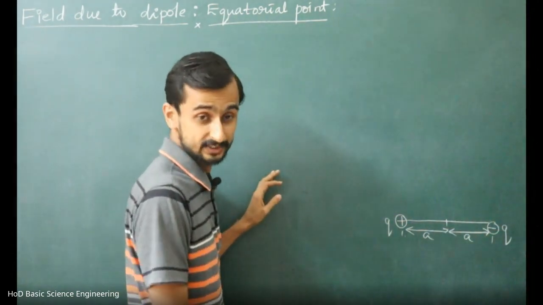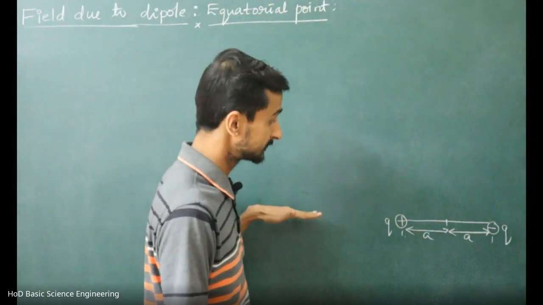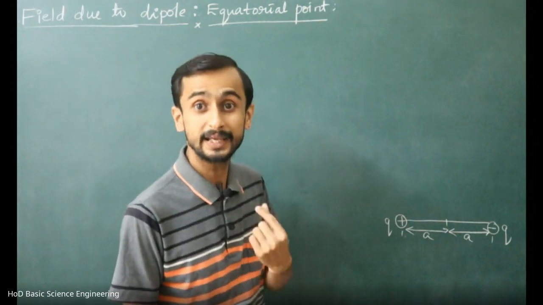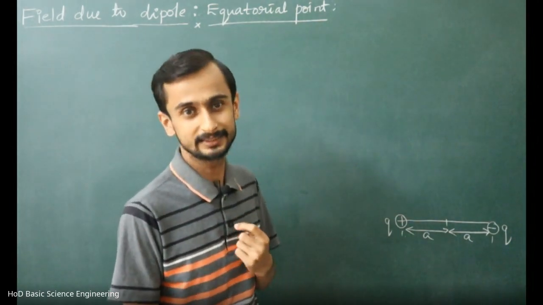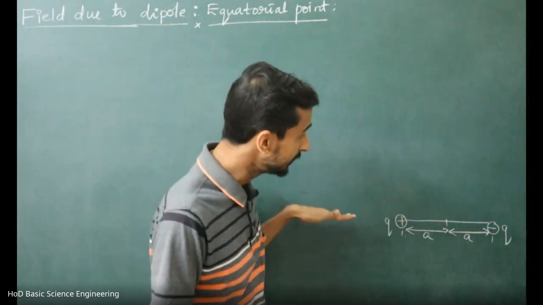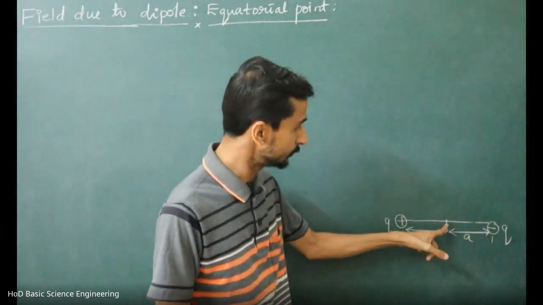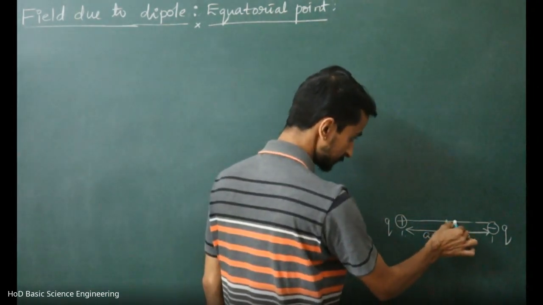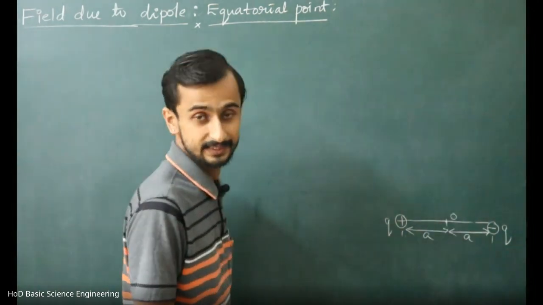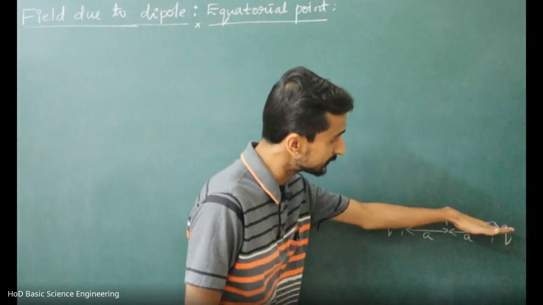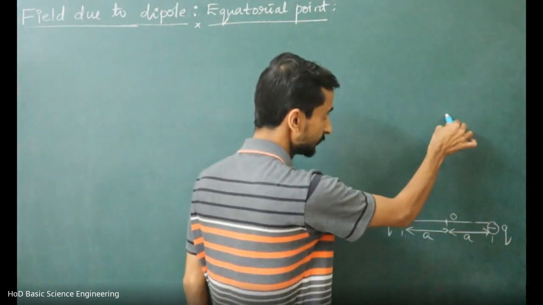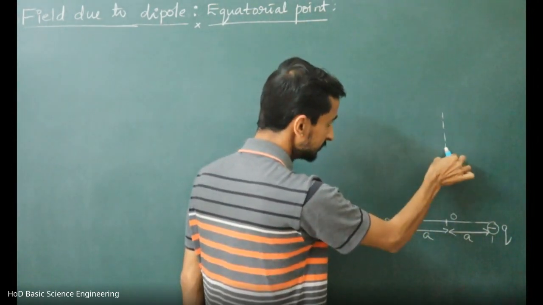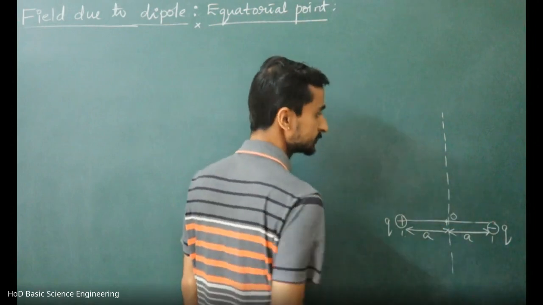Now axial line. What do you mean by axial line? The straight line passing through the two charges is known as the axial line. Now we require the equatorial line. An equatorial line is a straight line which is perpendicular to the axis and which passes through the midpoint of the dipole. If you take this midpoint as O, the equatorial line must be perpendicular to the axial line and pass through that midpoint.